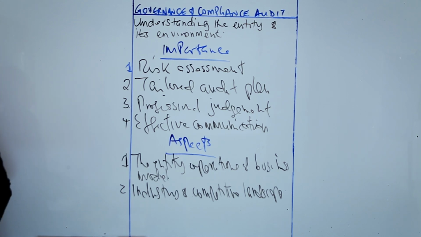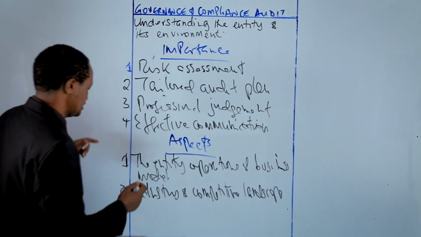You look at also the competition. Who are the main competitors? And what is the entity's position in the market? You may also consider external factors. How do broader economic, social, and political factors affect the organization? That can help you understand the entity.